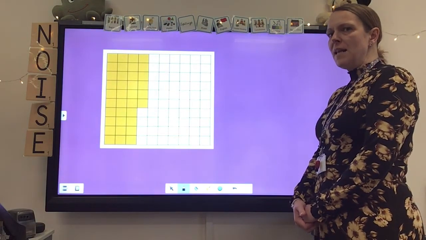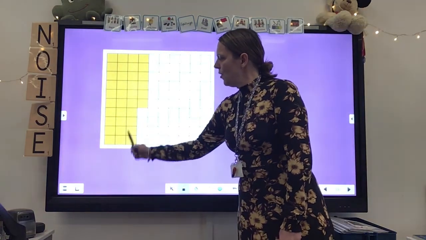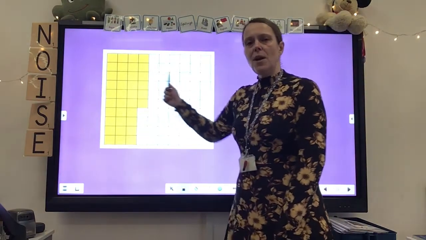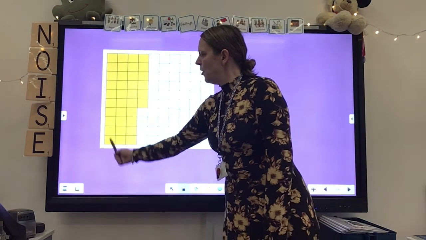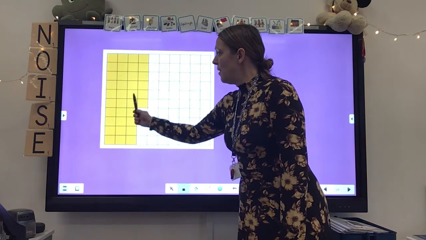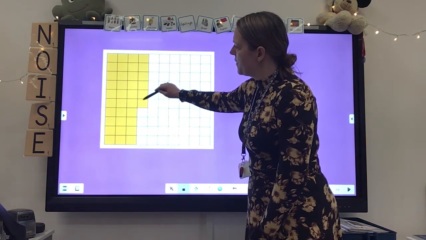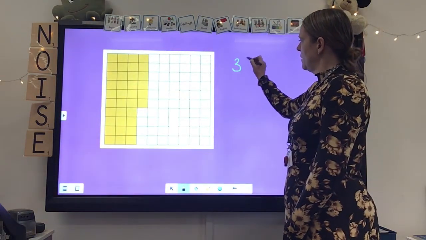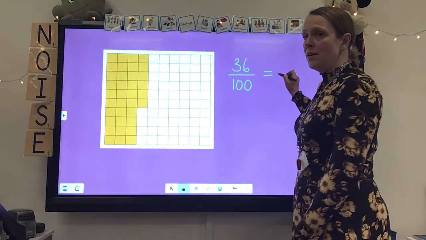Now we know from the lesson we did last week that each of these columns in the 100 square is worth 10. Okay, and because we know that percent is parts in 100, each column is worth 10%. So I have 10%, 20%, 30%, and then I have 1, 2, 3, 4, 5, 6. So I have 36 squares shaded. So 36 out of 100 of my squares are shaded, which is equivalent of 36%.